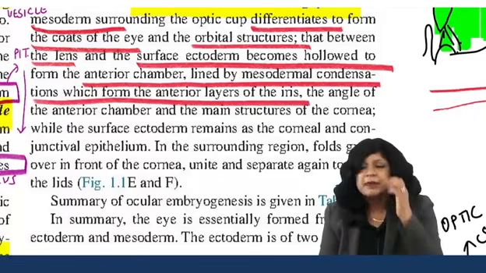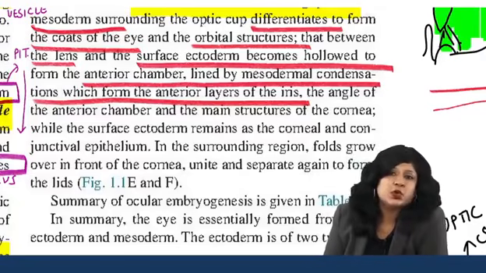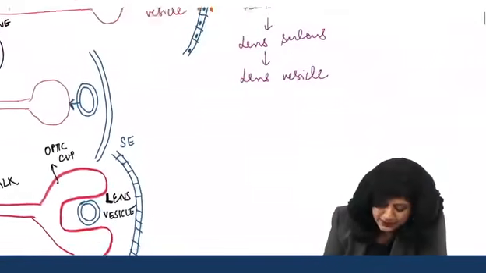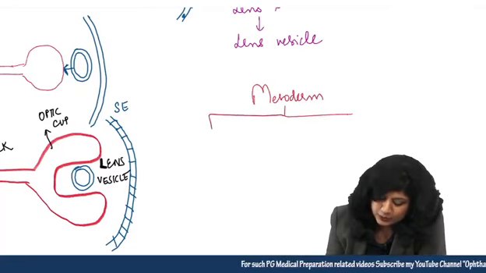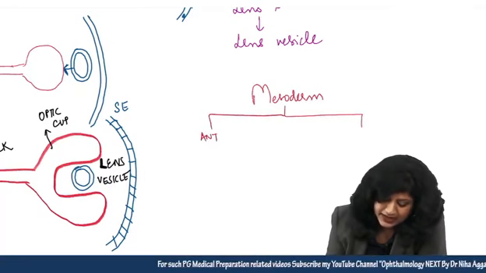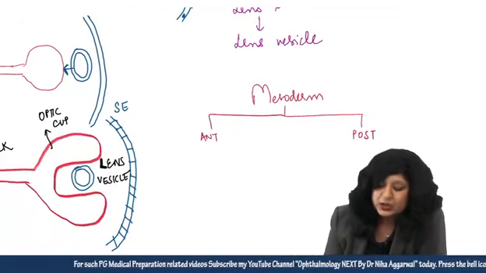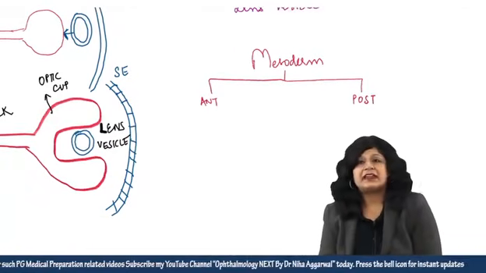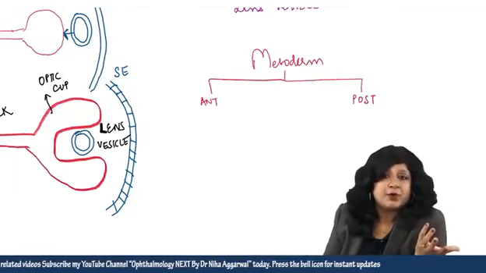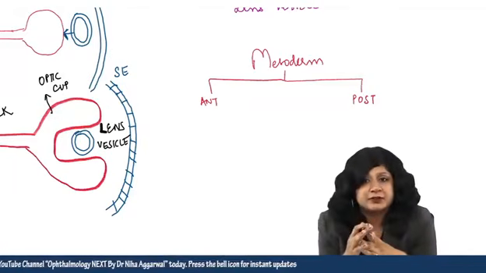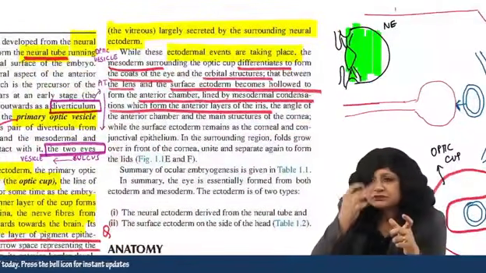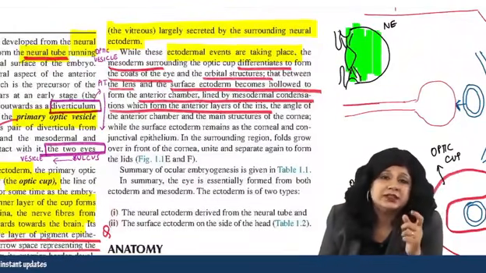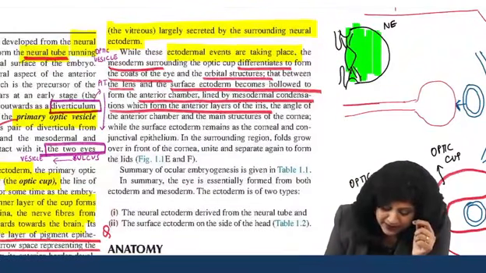So meanwhile, we also have the mesoderm. Now what happens with the mesoderm? If you look at the mesoderm, it is condensing and it is forming both the parts, the anterior part as well as the posterior part. So the anterior part will be forming the anterior part of our eyeball, while the posterior part will be forming the posterior part of the eyeball. Like for example, if you see here what they are saying, the anterior part. Now if I am talking about the iris per se, that is forming the anterior layers of the iris.